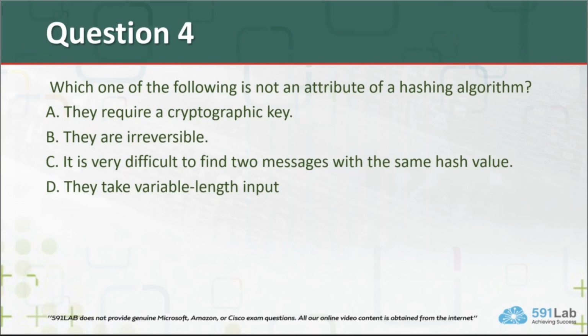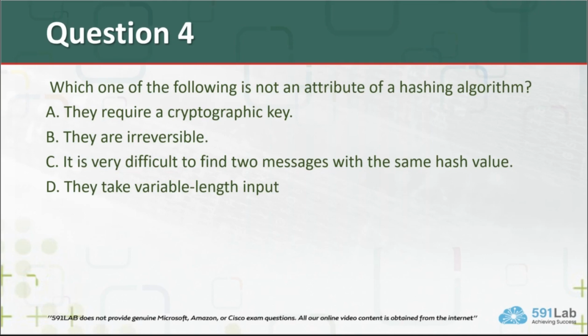Next question. Which one of the following is not an attribute of a hashing algorithm? They require cryptographic keys. They are irreversible. It is difficult to find two messages with the same hash value. They take variable length input.